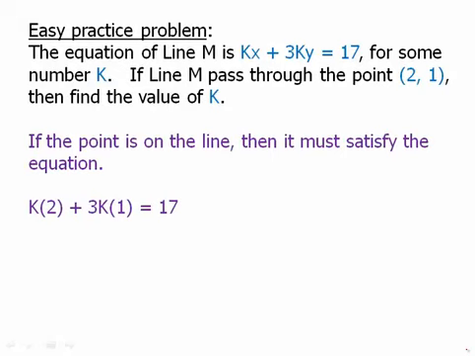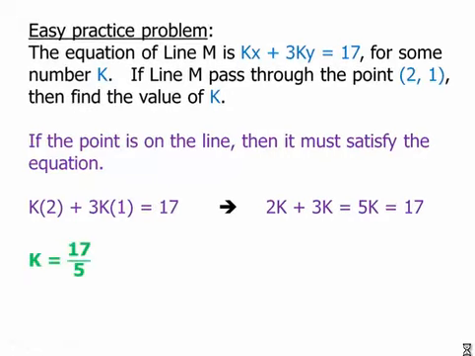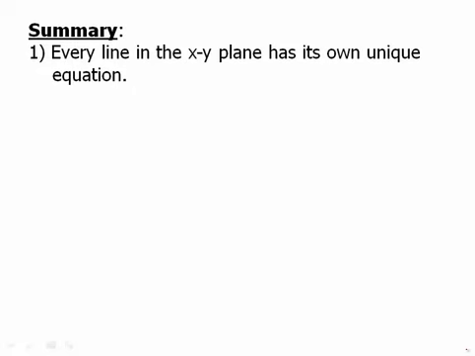So we'll do that. We'll plug in x equals 2, y equals 1. What we get is 2k plus 3k. 2k plus 3k is 5k. 5k equals 17. And so k must equal 17 fifths. So that's the value of k.